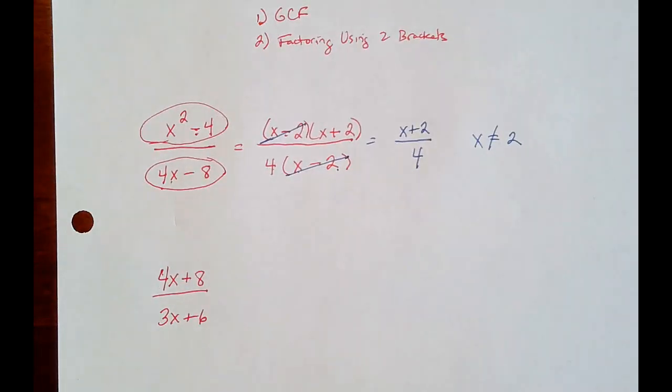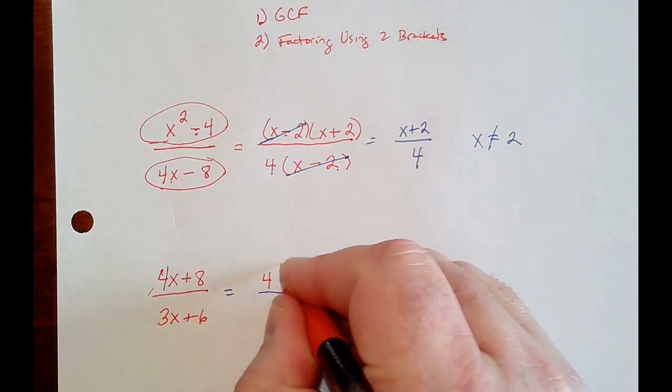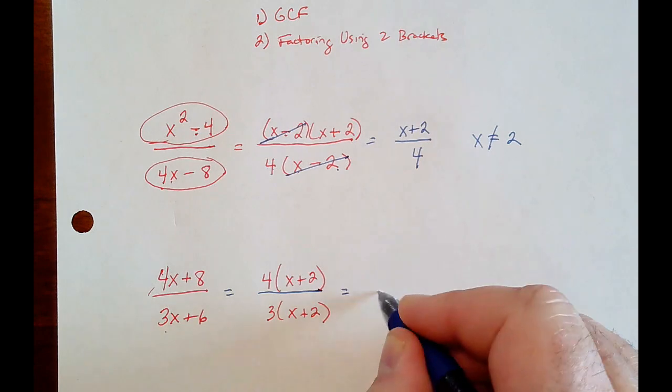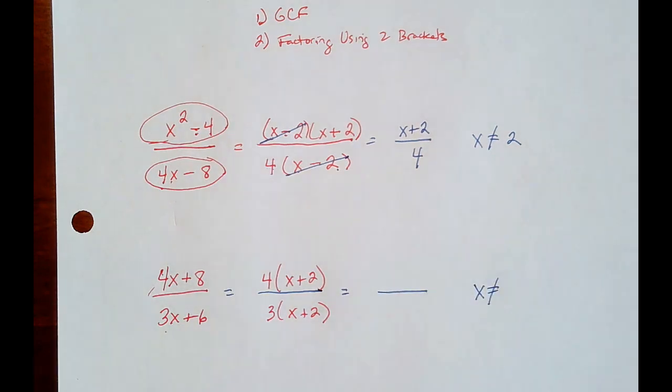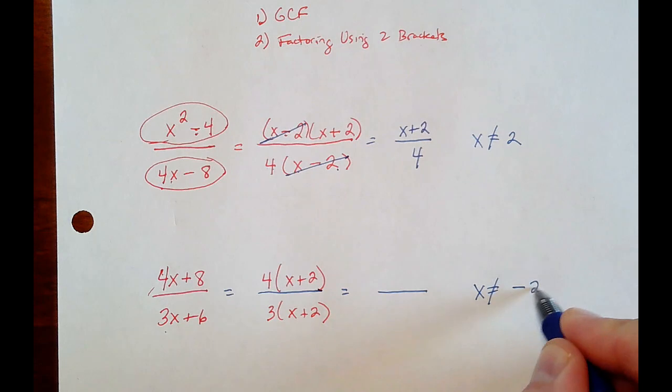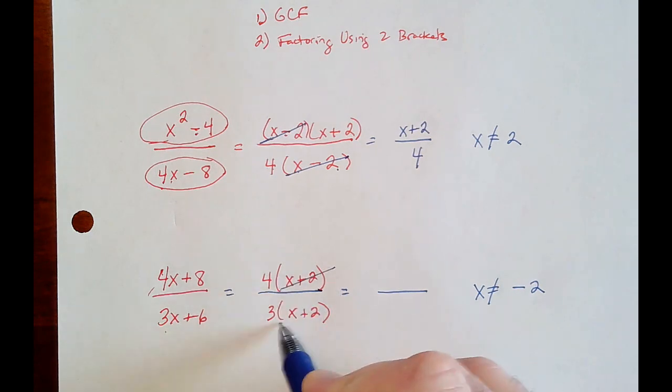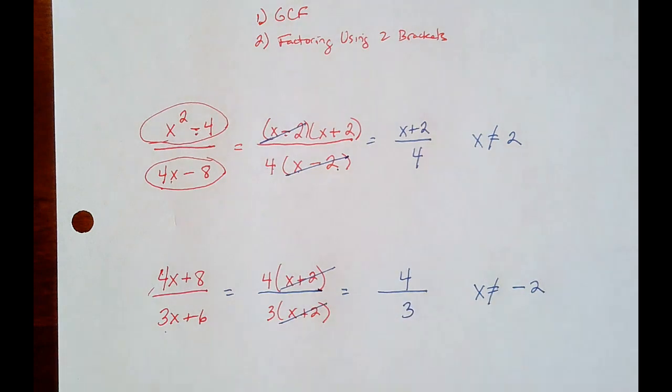Look at the next one right there. This has a GCF of 4, leaving x plus 2 in the bracket. This has a GCF of 3, leaving x plus 2 in the bracket. Before I go to my final answer, let's find out where we're undefined. x can't be equal to negative 2 this time, because if I take x plus 2 equal to 0, I'd have to subtract 2 on both sides. I have an exact matching binomial in this case, so they cross out. And my fraction, believe it or not, is 4/3, just as long as x is not equal to negative 2.